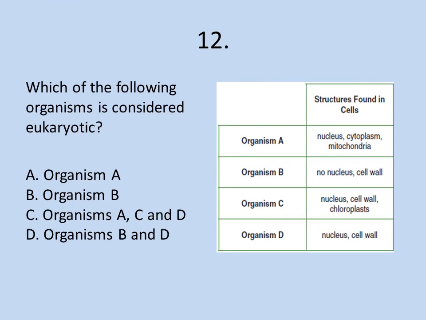Question 12. Which of the following organisms is considered eukaryotic? A. Organism A. B. Organism B. C. Organisms A, C, and D. D. Organisms B and D.